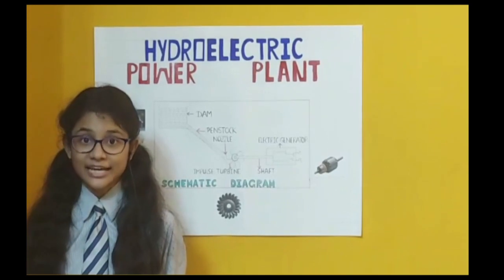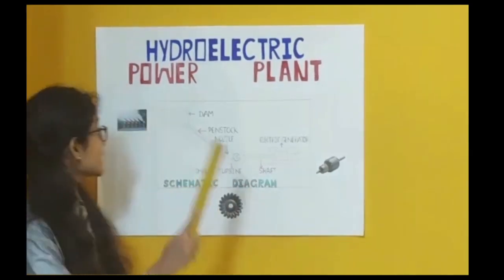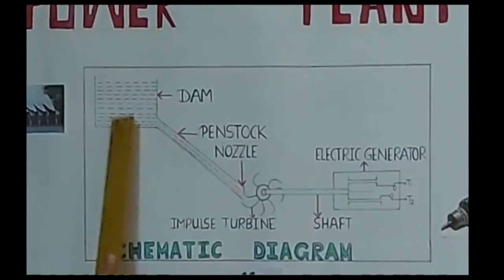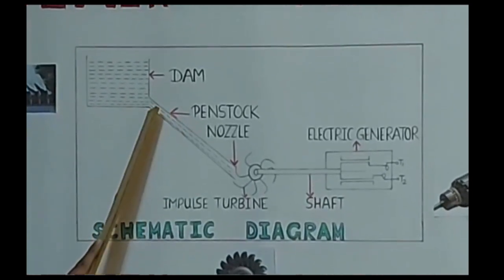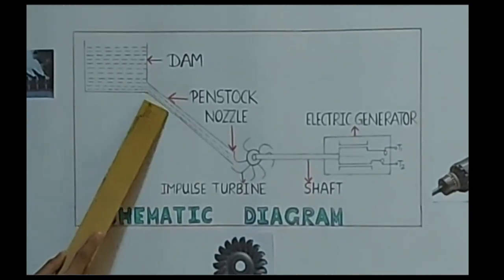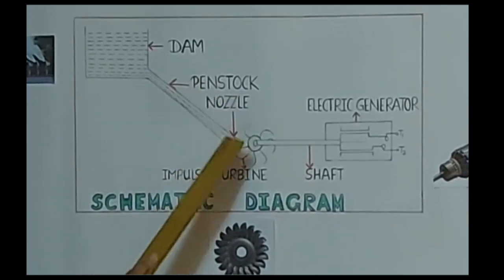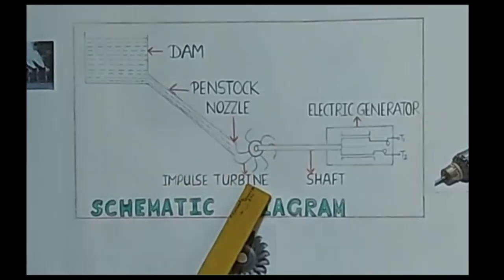This is the diagram of a hydroelectric power plant. This is the dam in which water is stored at a high altitude. When the control gates are opened, the water flows down through the penstock and nozzle onto the blades of the impulse turbine and makes them rotate.